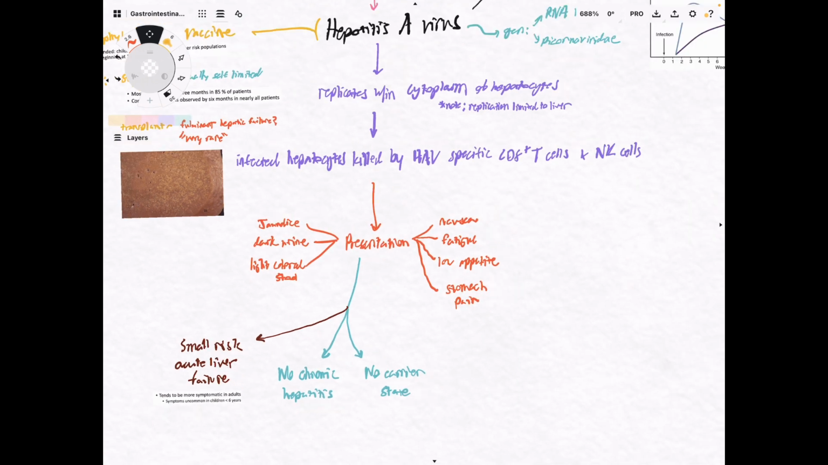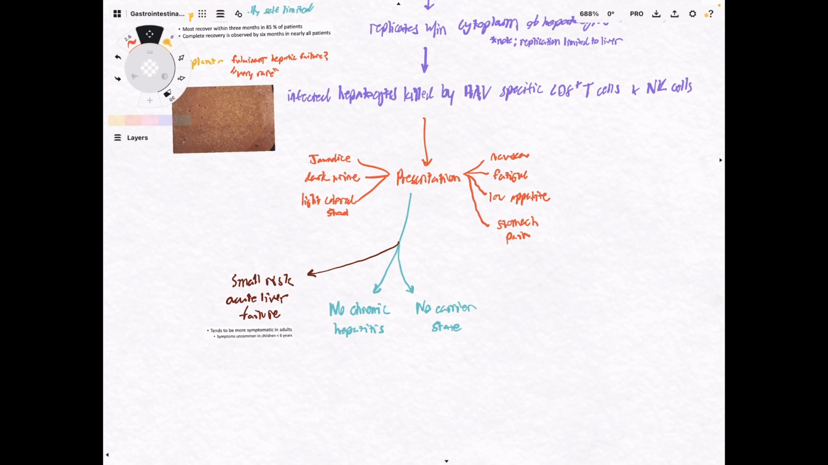You're also going to present with nausea, fatigue, low appetite, and stomach pain. It's kind of just symptoms to put on the back burner. This virus has a small risk to turn into acute liver failure, right? So the liver failure, that is the hepatic necrosis. And also, you really don't see a chronic hepatitis, so this is very rare to turn into cirrhosis.